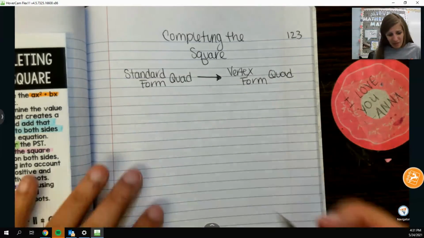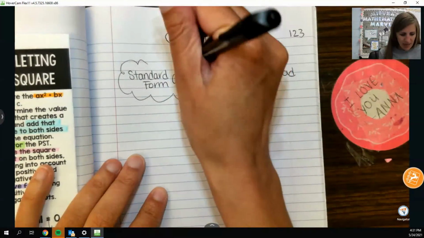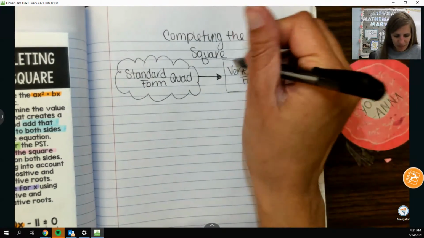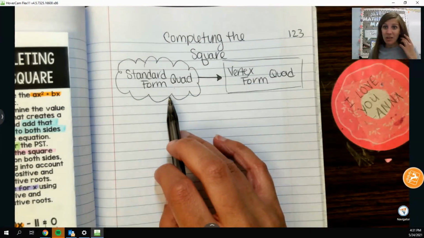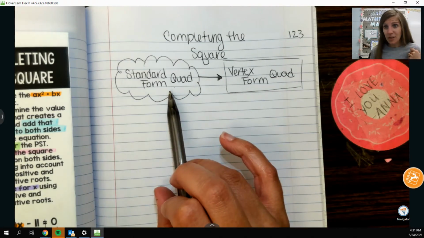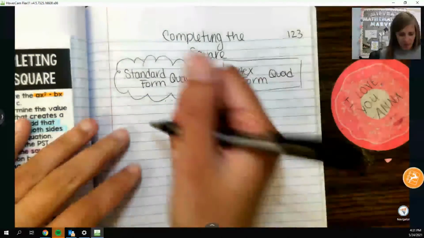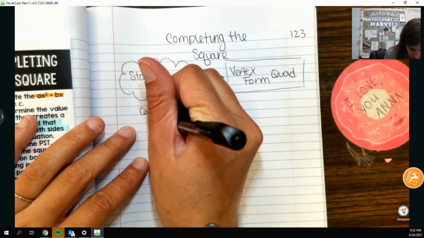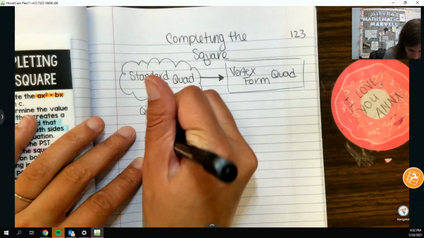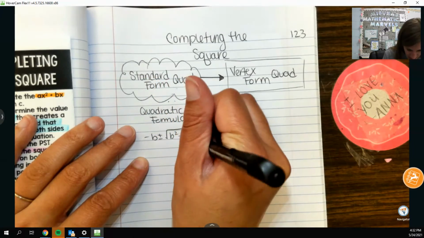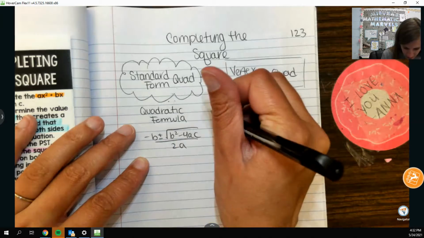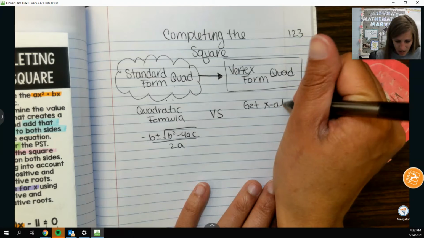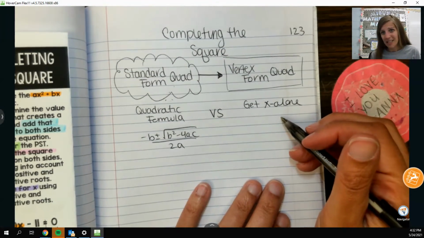And the reason that we do this is because, honestly, it's a little easier to solve in vertex form versus standard form. If you remember last time we did this, solving in standard form, I had to use the quadratic formula, which is that crazy negative b plus or minus square root of b squared minus 4ac all over 2a. Versus if I'm in vertex form, I just have to get x alone, which is like way easier.